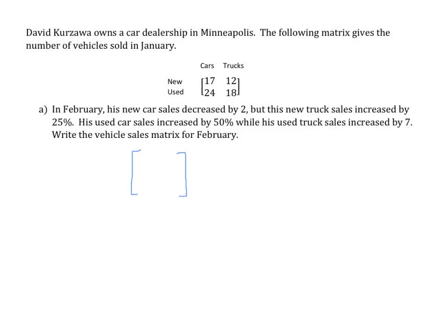So we're going to have another 2 by 2. His new car sales decreased by 2. So 17 decreased by 2 would give us 15. His new truck sales increased by 25%. Well, 25% of 12 would be 3, so if we increased by 3, we would also have 15. His used car sales increased by 50%, so 24 times 50% would be 12, so they increased by 12, so 12 plus 24 is 36. While his used truck sales increased by 7. 18 plus 7 gives us 25. We're going to refer back to this page here for letter B and C, so hopefully you write these down. We'll go back to it.